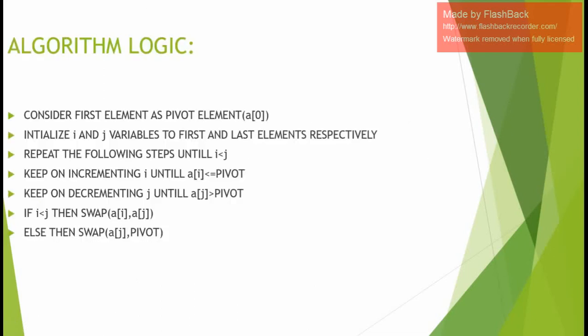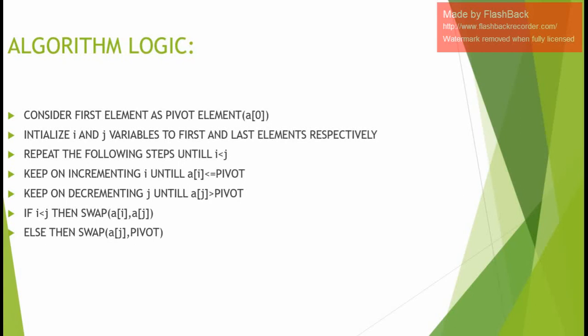Coming to the algorithm logic, consider the first element as the pivot element. Here we can consider any element as pivot element, but for convenience's sake I am considering the first element as pivot element, that is a of 0. Initialize i and j variables with first and last elements respectively. Repeat the following steps until i is less than j.